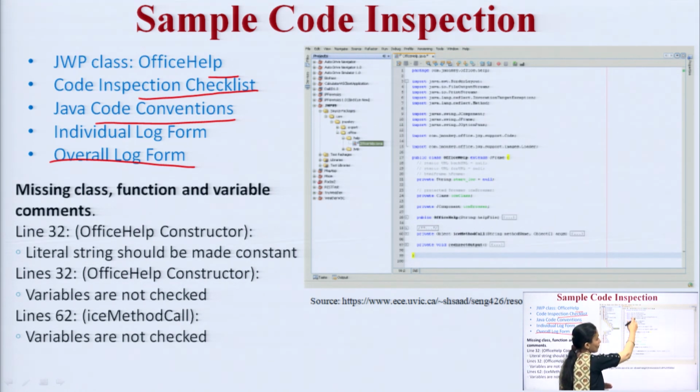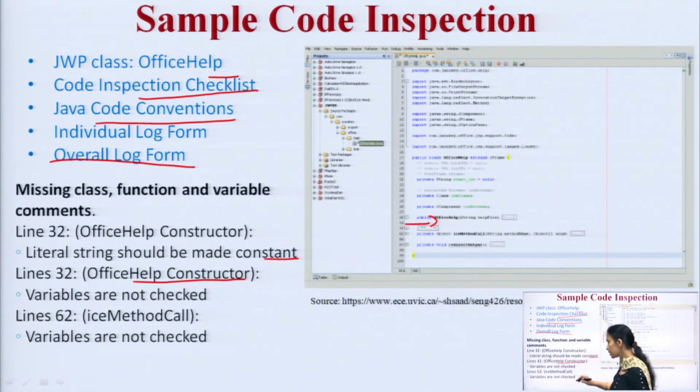Here we have sample code being written and debugged line by line, and the code inspection checklist is prepared, and the missing classes, functions or variables are written in the form of comments. So, at line number 32 here we find an error that says the literal string should be made constant. Then at line number 32 again, for the default constructor, it says that the variables are not being checked. Then at line number 62 we have another error that says the method called variables are not being checked.